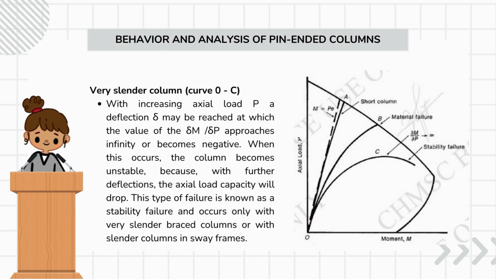For the very slender column, curve 0 to C, with increasing axial load P, a deflection small delta may be reached at which the value of small delta M over small delta P approaches infinity, or becomes negative. When this occurs, the column becomes unstable, because with further deflections, the axial load capacity will drop. This type of failure is known as a stability failure and occurs only with very slender braced columns or with slender columns in sway frames. This type of column means a very thin column, which also means greater tendency of buckling because the center of gravity will shift, and it will fail not due to material failure, but due to instability.